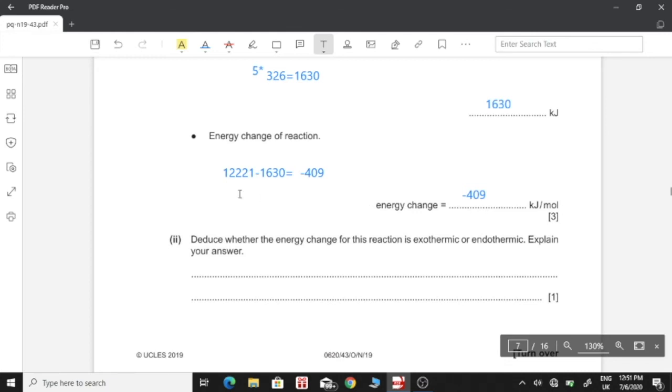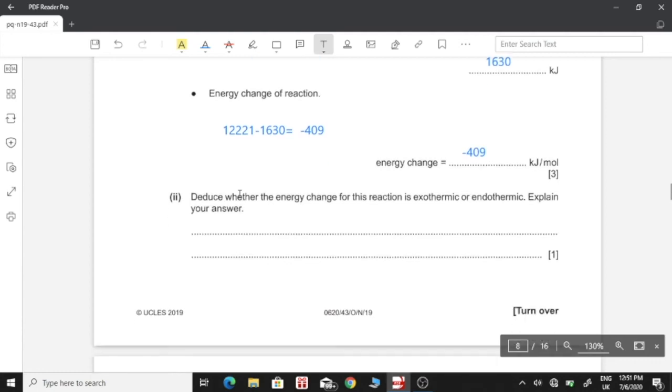So part 2: Deduce whether the energy change for the reaction is exothermic or endothermic. Explain your answer. So this is an exothermic reaction since the overall energy change is negative.